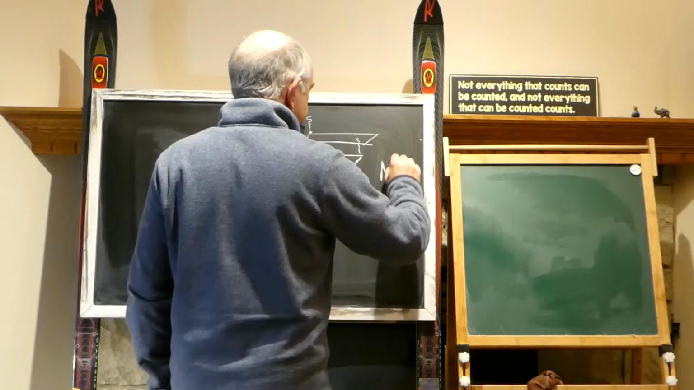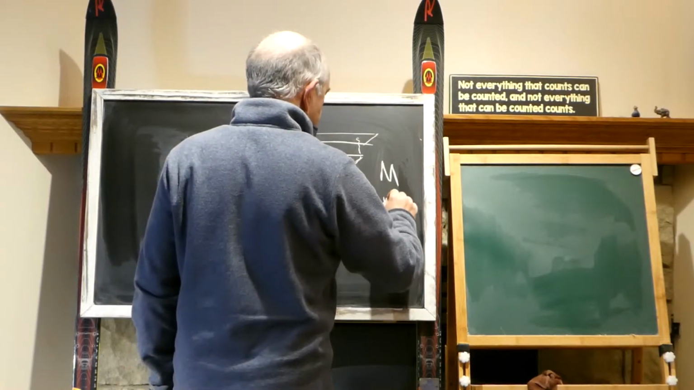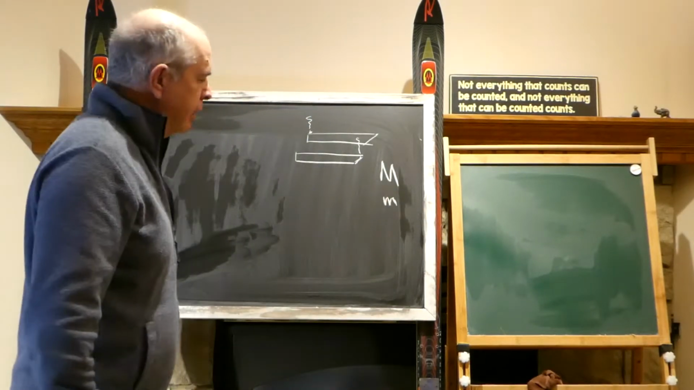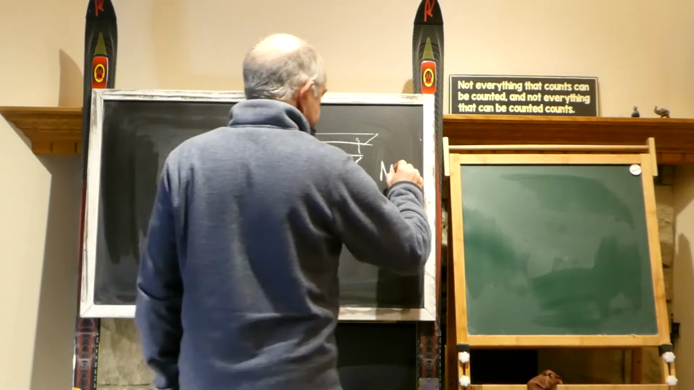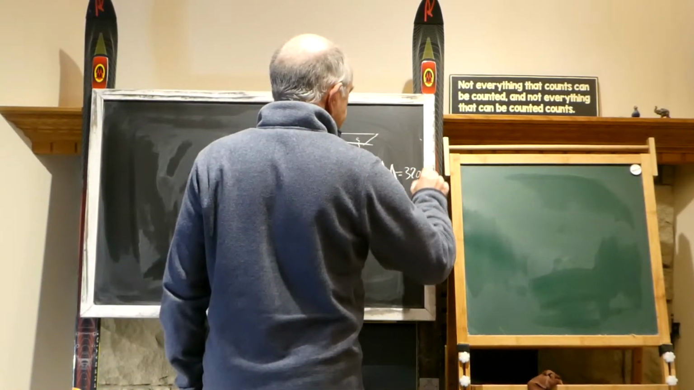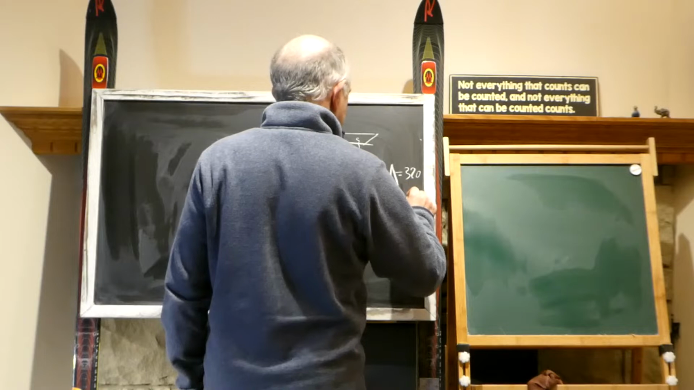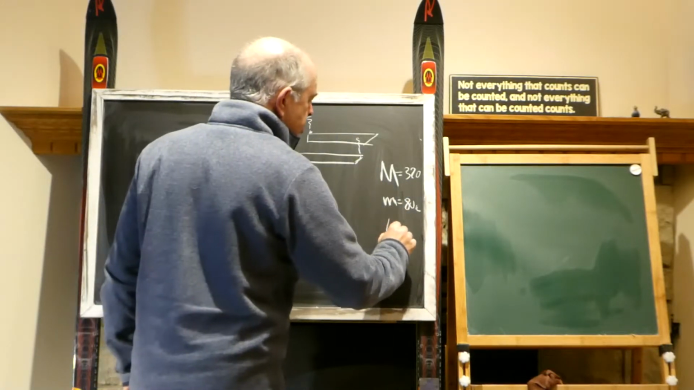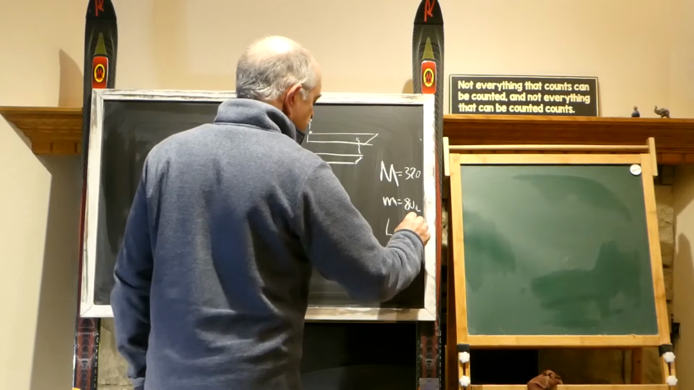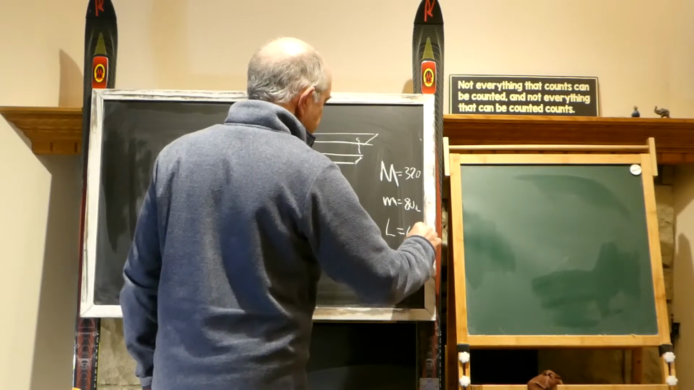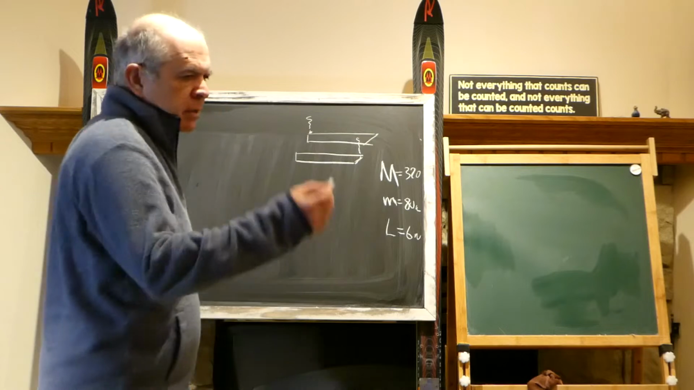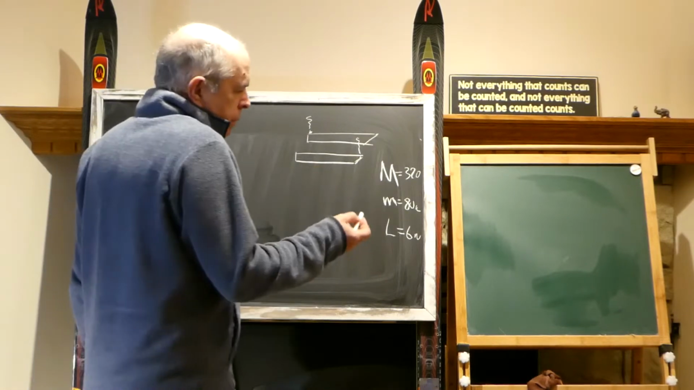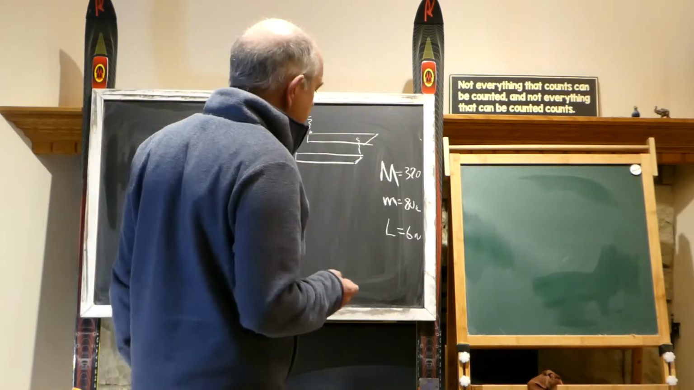And we know the mass of the boat, and we know the mass of the human. The mass of the boat is 320 kilograms, and the mass of the human is 80 kilograms. And they give us the length of the boat, let's say 6 meters. Pretty small boat. Maybe it's a big boat, I don't know how you judge.